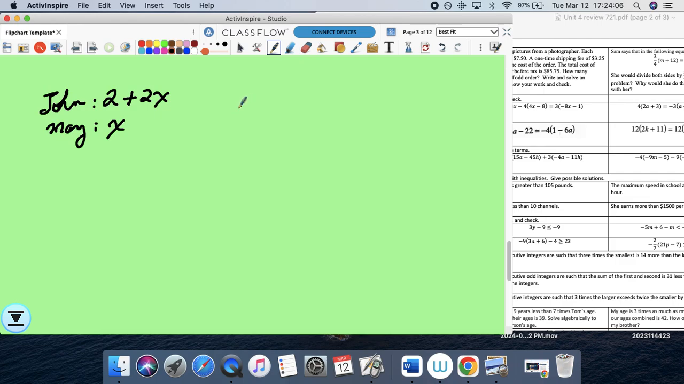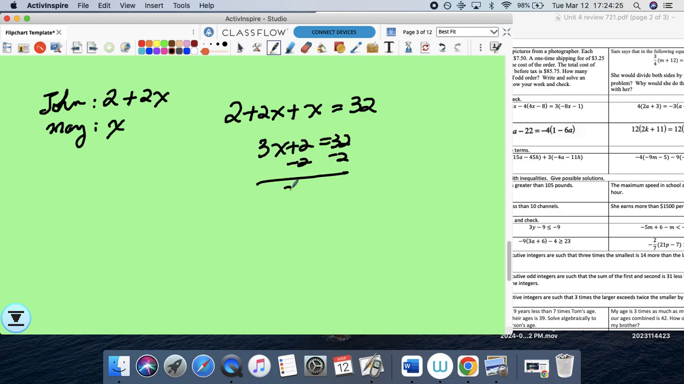Sum of their ages is 32. So 2 plus 2x plus x, because I'm adding John plus Mary, equals 32. How old is each? Well, let's see. Here we have 3x plus 2 equals 32. Minus 2, minus 2. 3x equals 30. Divide by 3, divide by 3, x equals 10.